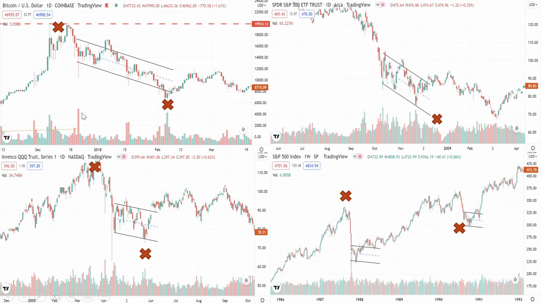Okay, so let's talk about invalidation. Here we have Bitcoin 2017 into 2018. Obviously, we all know now that it was in a bear market, right? But here's the thing. This is not a distribution event. This is a blow off top. A blow off top, not a distribution event, therefore won't lead into an accumulation event.